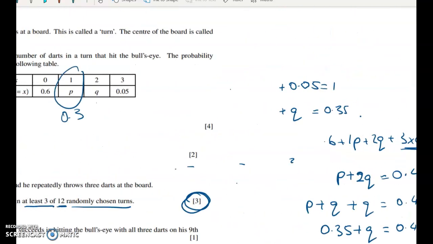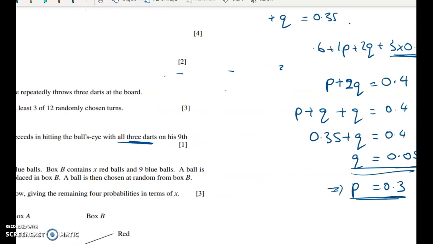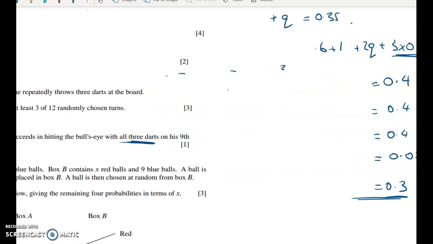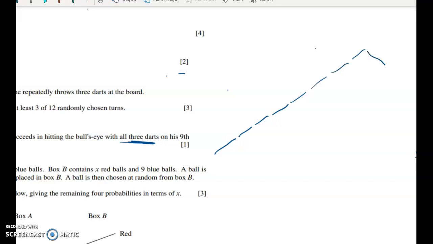Okay, the last question, question D, is just 1 mark. And it's a nice little easy geometric distribution question. But you really don't even have to think about a distribution. Just think about a big tree. Find the probability that he first succeeds in hitting the bullseye with all 3 darts on his 9th turn. So what we've got there is just visualize a tree diagram where he's got something other than 3 on the first 8. And then on the 9th, he gets all 3. So it's like this in your head, right? So this going out 8 times, 1, 2, 3, 4, 5, 6, 7, 8, and then success on that one.